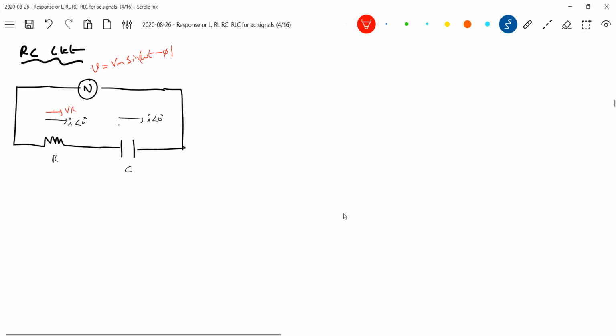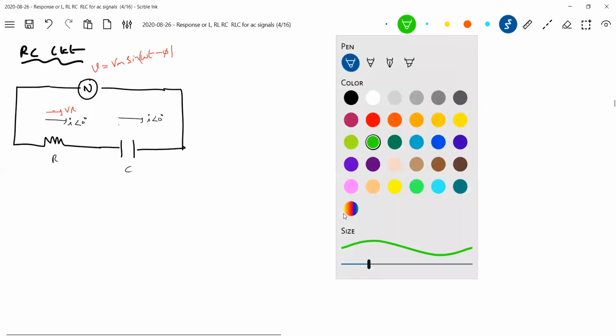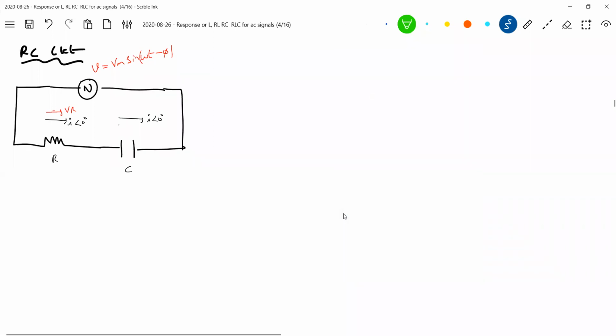Across the capacitor, the current leads the voltage by 90 degrees. So therefore here, shall we put Vc downward? Current leads voltage by 90 degrees. Since current is having 0 phase, voltage I'll make it minus 90 degrees. And this is the applied VRMS.